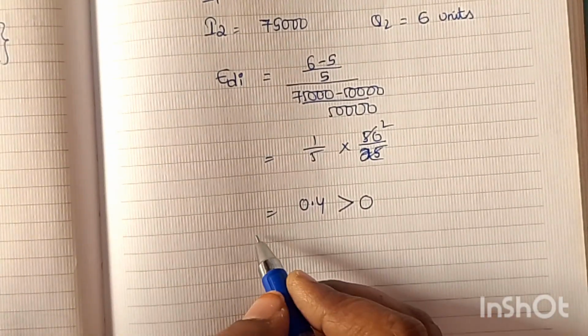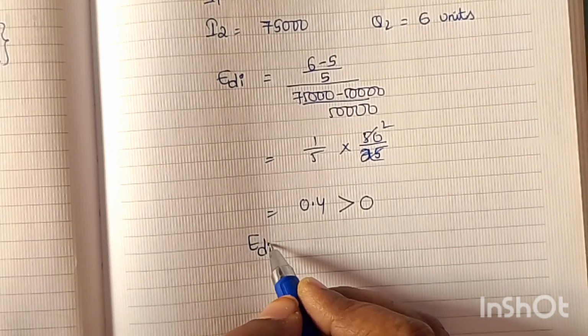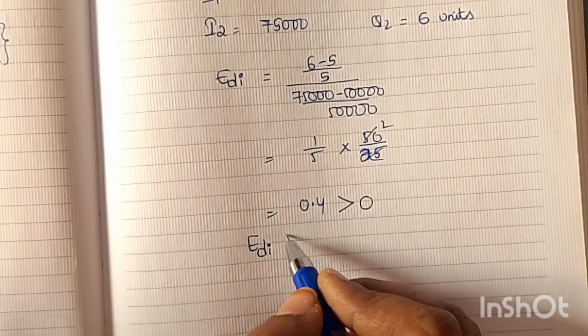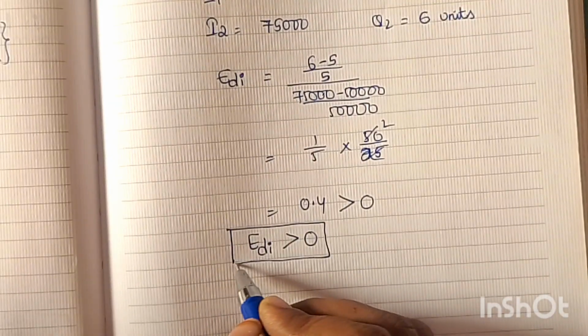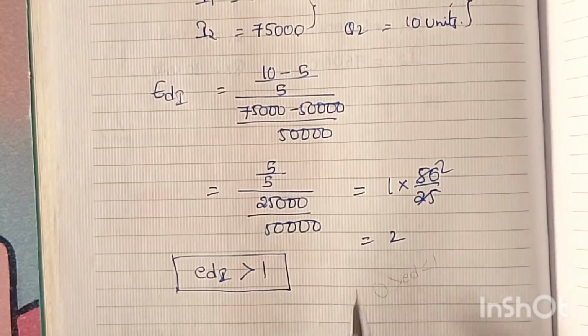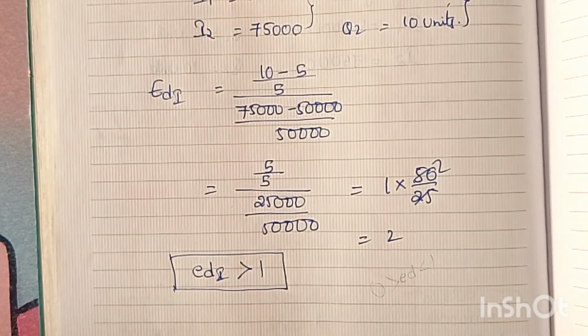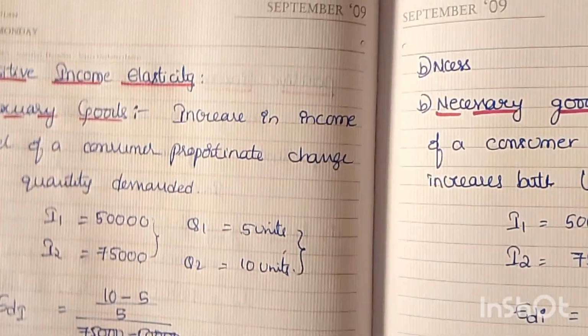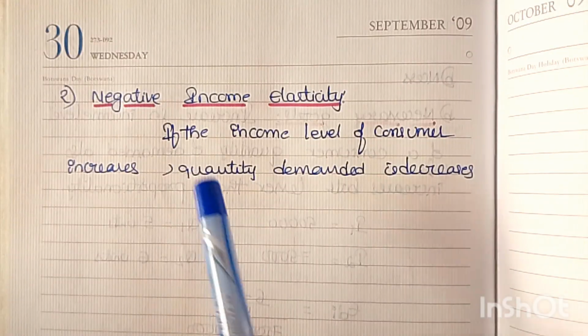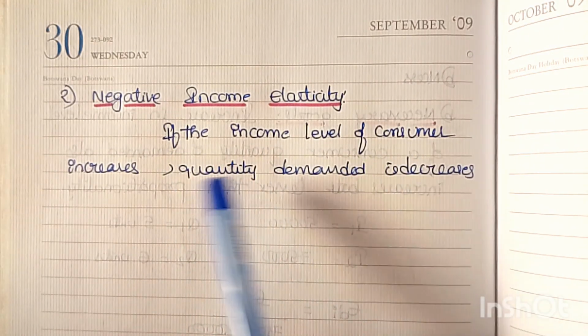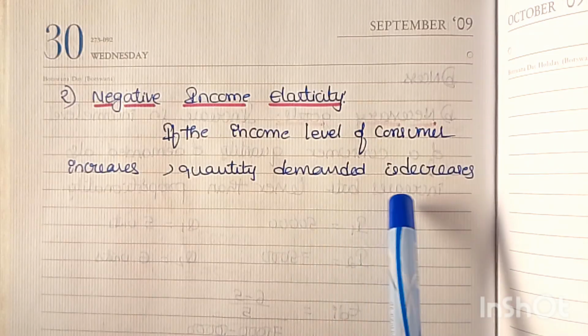So in terms of income elasticity, for necessary goods, the value is always greater than or equal to 0, but for luxury goods, the income elasticity is always greater than 1, okay. This is the concept of positive income elasticity. And next we will understand negative income elasticity. When the income level of a consumer increases, the quantity demanded decreases, okay.